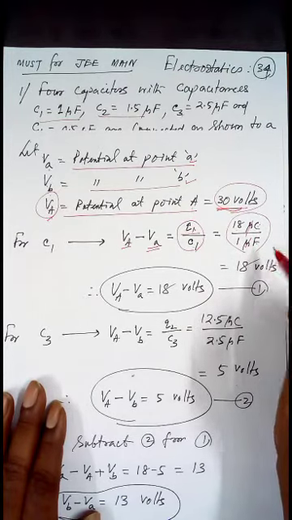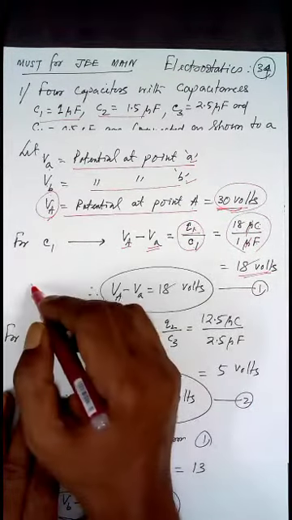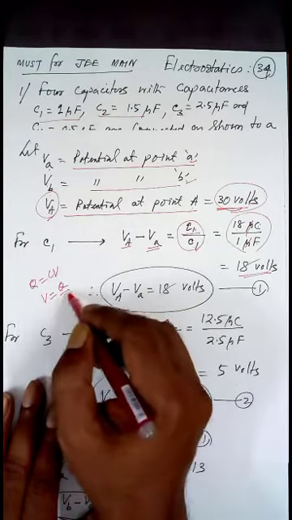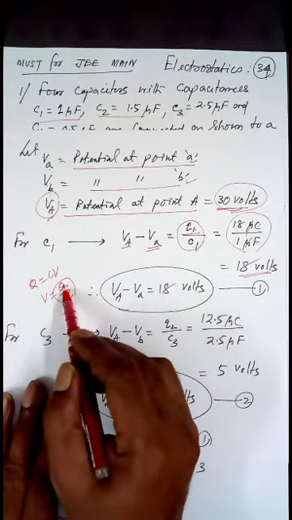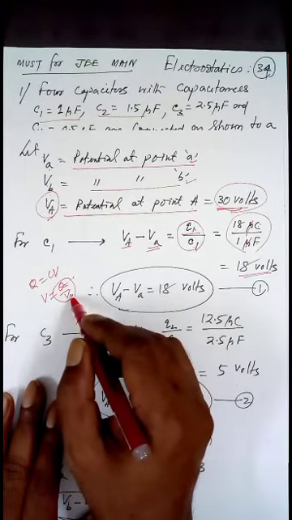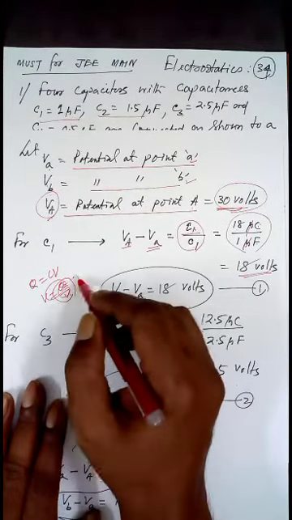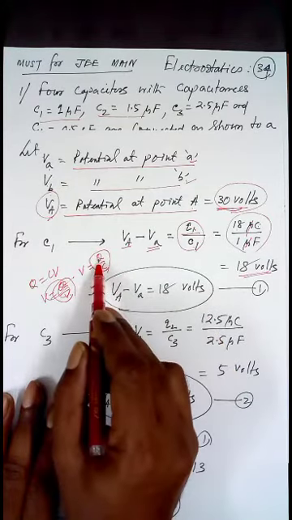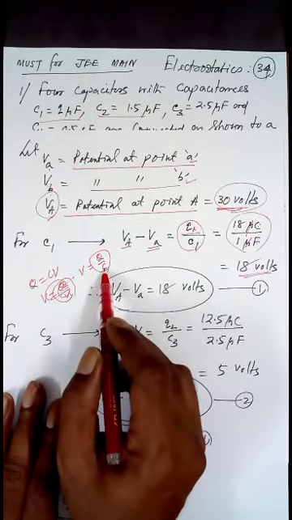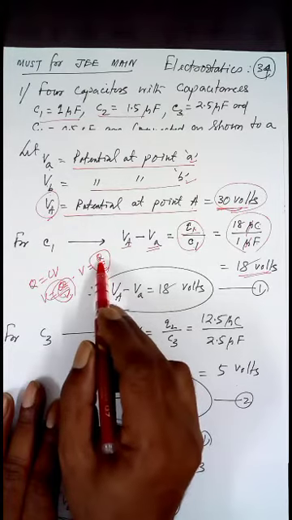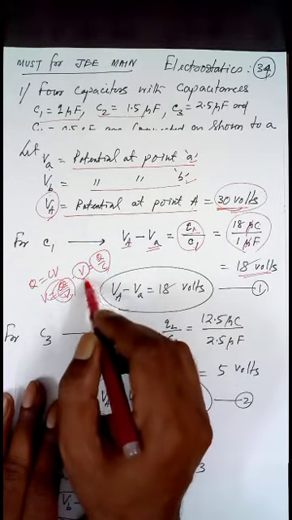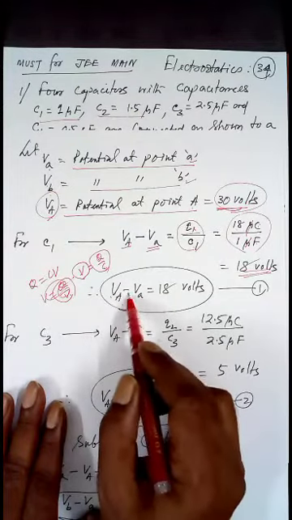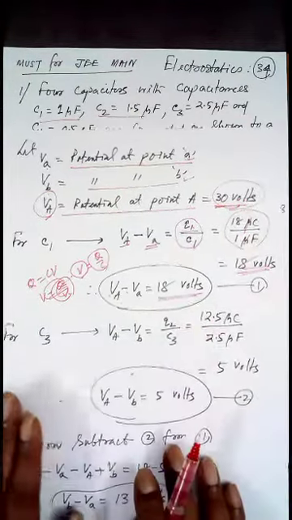Coulomb over farad is nothing but volt, because we know Q is equal to CV, so V is equal to Q by C. The unit of Q is coulomb, the unit of capacitance is farad. So coulomb over farad will be the unit of potential, that is volt, so 18 volt. So V capital A minus V small a is 18 volt.